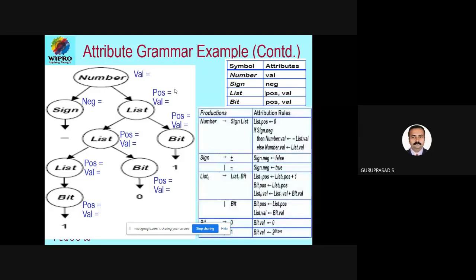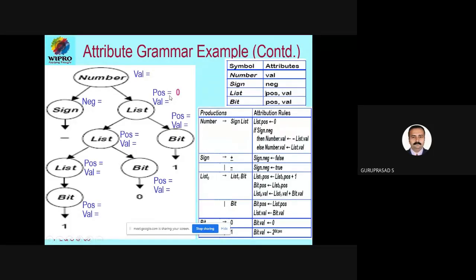Now we take up the semantic rule. How to start? I cannot compute the bit dot value or bit dot position, right? Because bit dot val cannot be computed, as it is dependent on position, and the position of the bit is dependent on list. So for that reason, we obviously need to start with a top-down approach. So number produces sign list. For that reason, the first list dot position is made equal to 0.